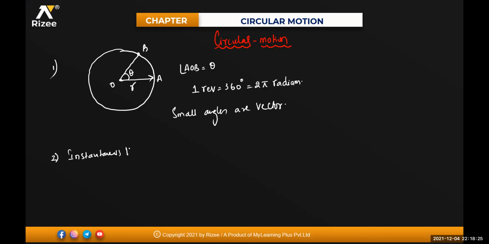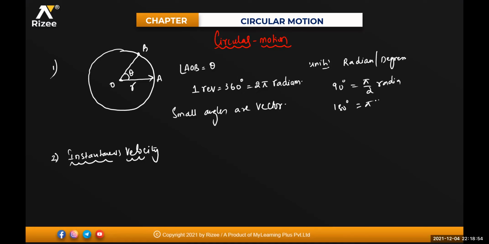instantaneous velocity. So in angular displacement, one complete revolution you are taking. So the unit for this one, anyone can tell me? Theta is measured in terms of radians or degrees. Like 90 degrees is equal to pi by 2 radians, 180 degrees is equal to pi radians, like that.